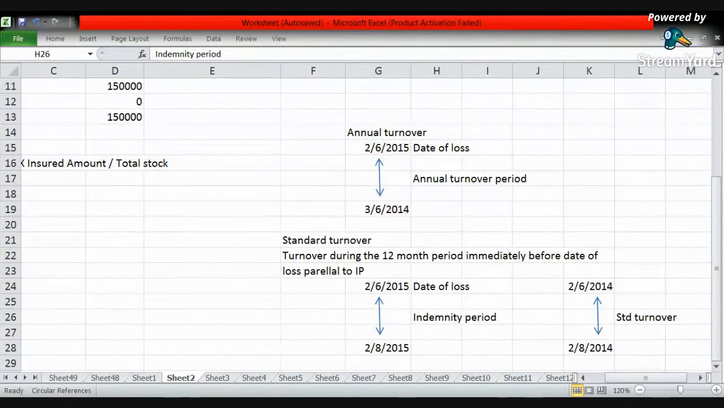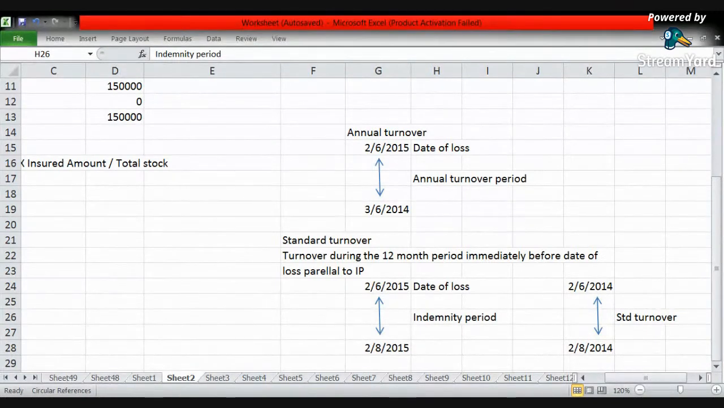Correct, Subhashini. The doubt asked is whether it is previous year sales corresponding to the indemnity period. Exactly. Previous period sale. It is only that period, not the entire previous year sale. Previous period corresponding to indemnity period. That is the sales during the 12-month period parallel to last year. That's all. Parallel last year. That's called your indemnity period and standard turnover period, respectively.